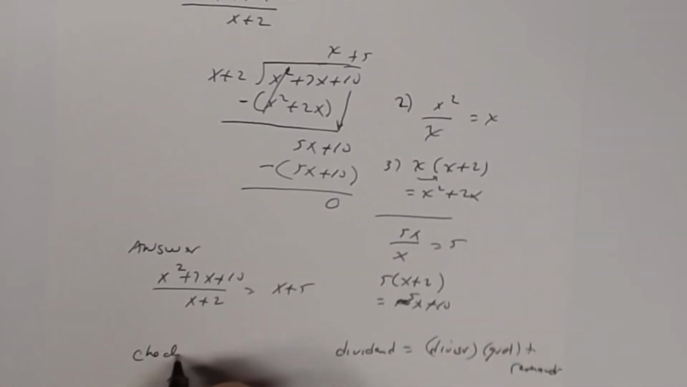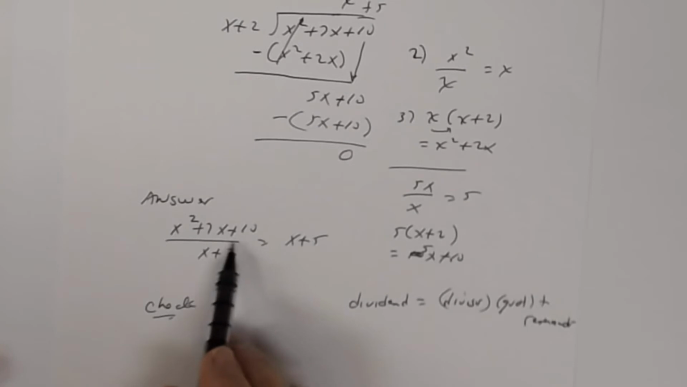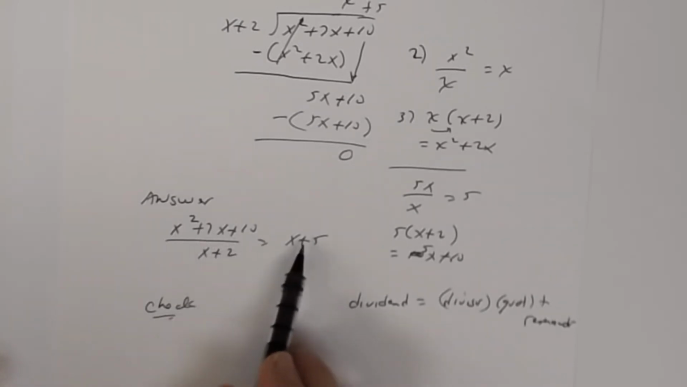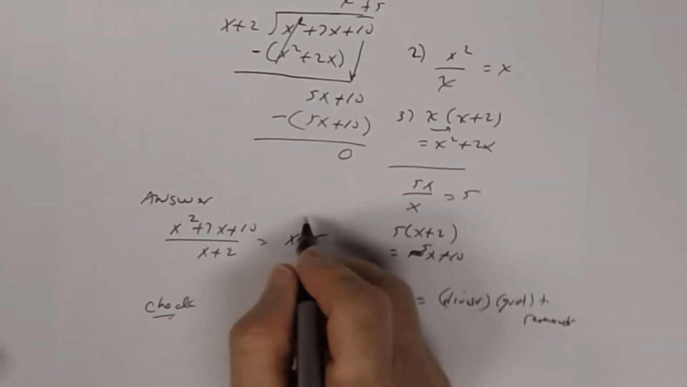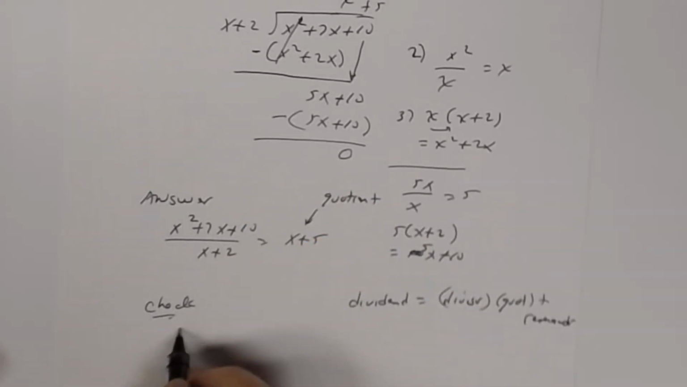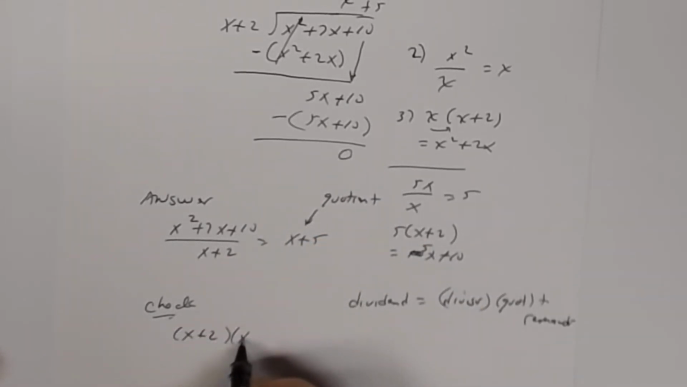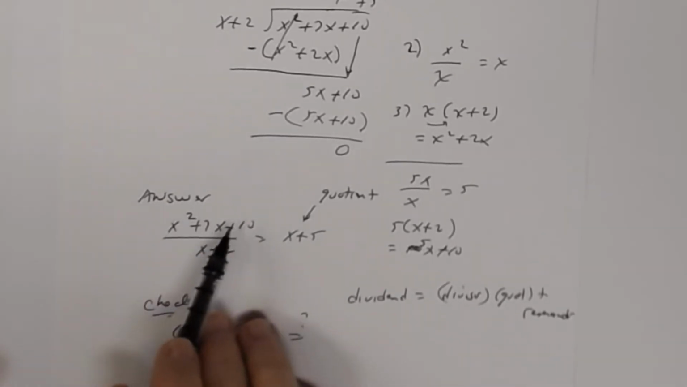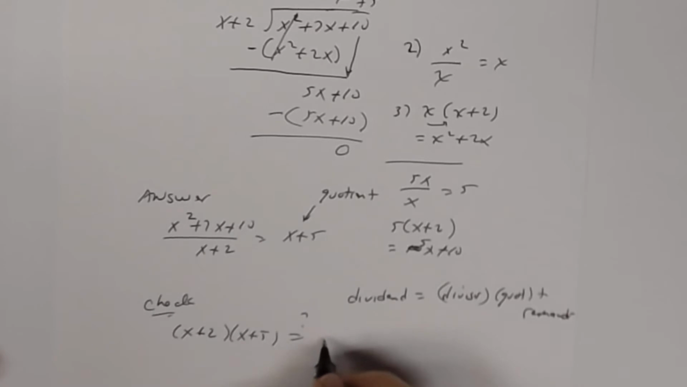So let's check. So here's your divisor. Here's your quotient. So that's your quotient right here. That's what you just found. So x plus 2 times x plus 5, and you want to see if that's going to equal the numerator, the dividend, x squared plus 7x plus 10.